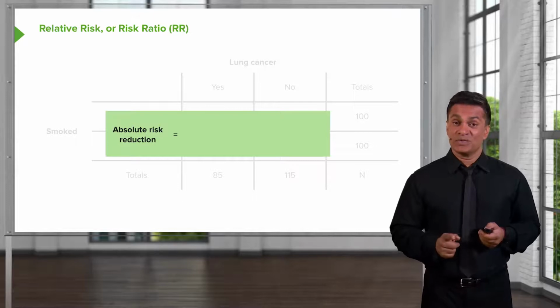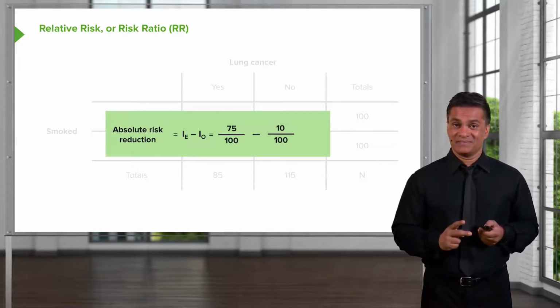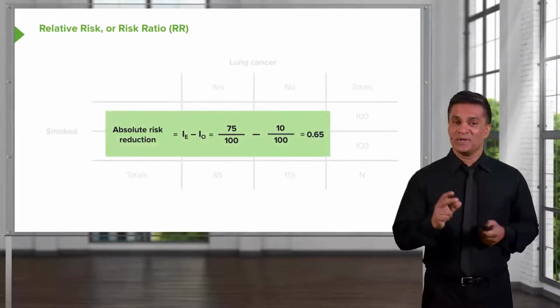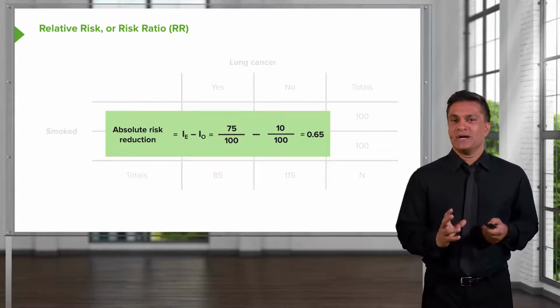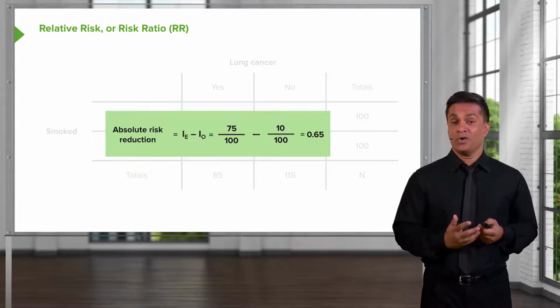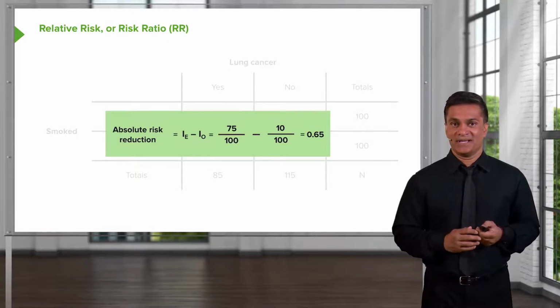My absolute risk reduction, you may recall, is the difference in those two incidence rates. I subtract them and I get 0.65. What does that tell me? It tells me that if I didn't smoke, I can reduce my rate of getting lung cancer by 65%, which is extraordinary. So those two ideas, relative risk and absolute risk reduction, give me two separate nuances of information that together form a comprehensive whole about the power of smoking in causing lung cancer or being associated with lung cancer.